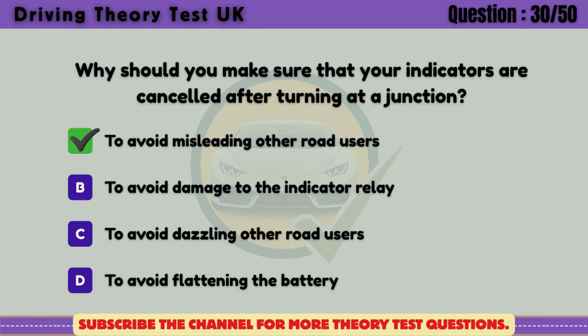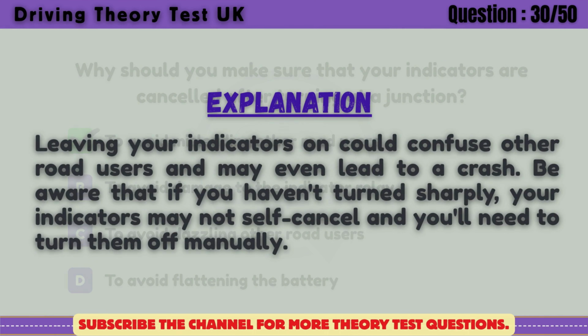Answer is A. To avoid misleading other road users. Leaving your indicators on could confuse other road users and may even lead to a crash. Be aware that if you haven't turned sharply, your indicators may not self-cancel and you'll need to turn them off manually.